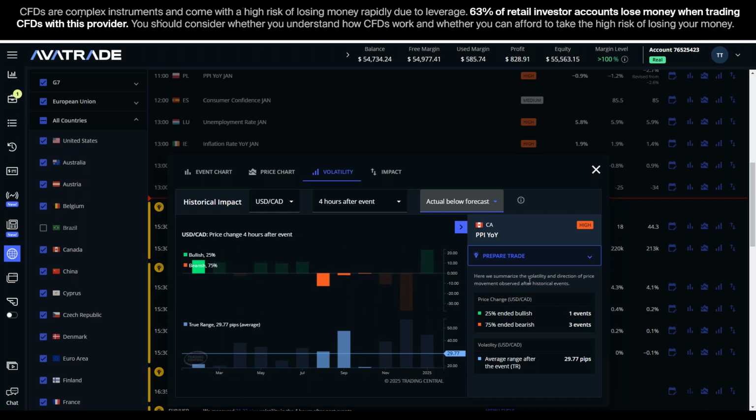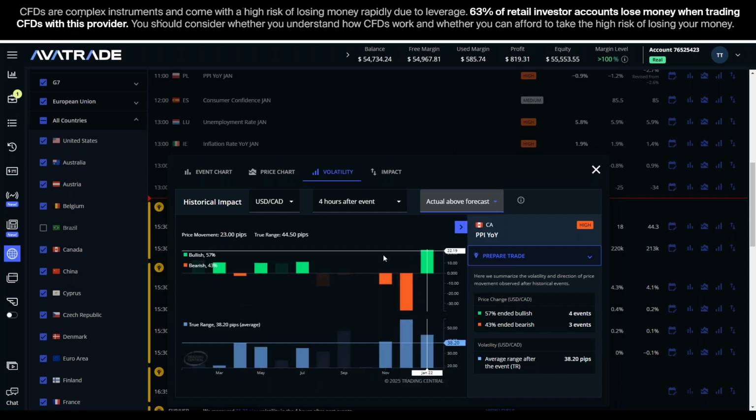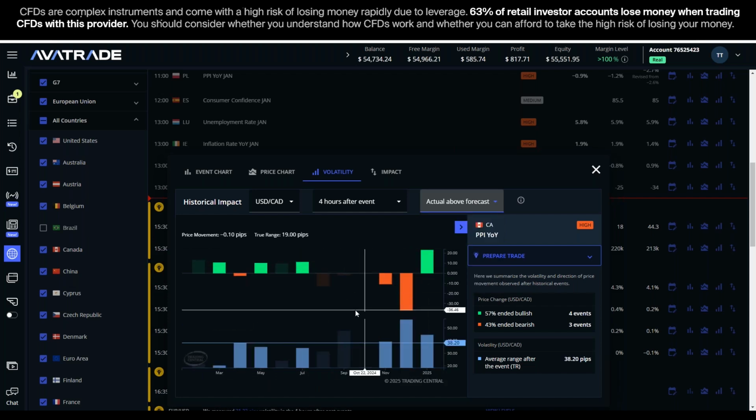So this data, sometimes you don't just look at the percent, you also look at the size of the movements to see how convincing you are that this announcement actually caused a movement. And in my eyes, it did not. It's almost 50-50 in terms of pips of movement, up and down, regardless of whether it came in below or above forecast. 4 up, 3 down.